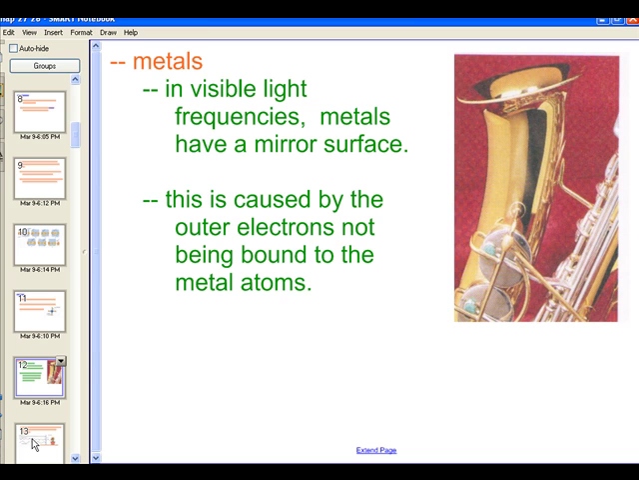Which kind of leads us to a special case, reflection. Now, metals will absorb visible light, somewhat. But in visible light frequencies, metals have a mirror surface, which means the outer layer of electrons will absorb it and then spit it back out at you. In other words, it sends it back to you, reflective. And this is caused by those outer electrons not being bound to the metal atoms. So in visible light, metal is our mirror.